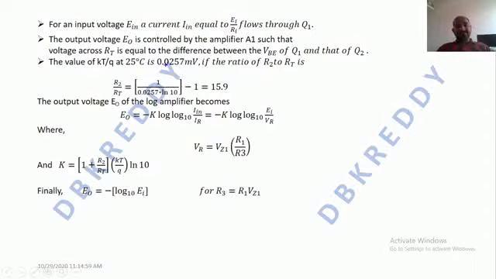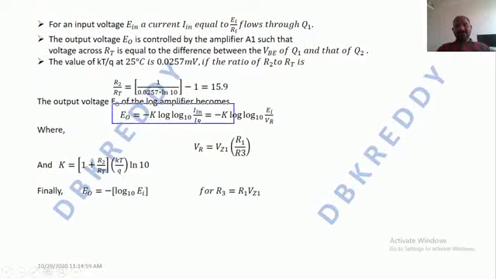Okay. So if the ratio R2 by RT is equal to 15.9, then what is the output voltage of this particular logarithmic amplifier, where we are using the dual transistor diodes to give the logarithmic output? So this is what we are having.